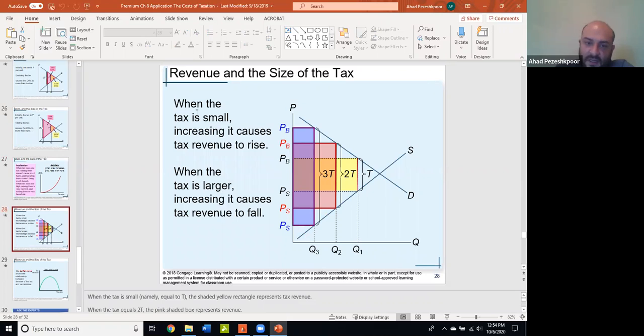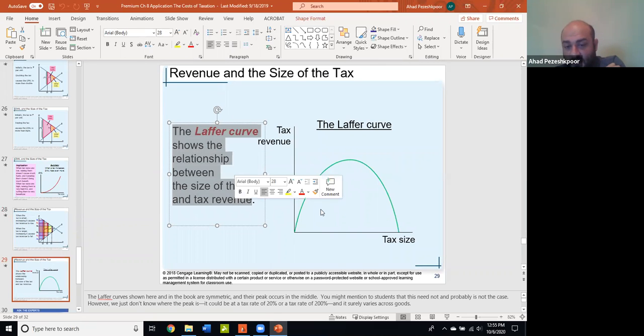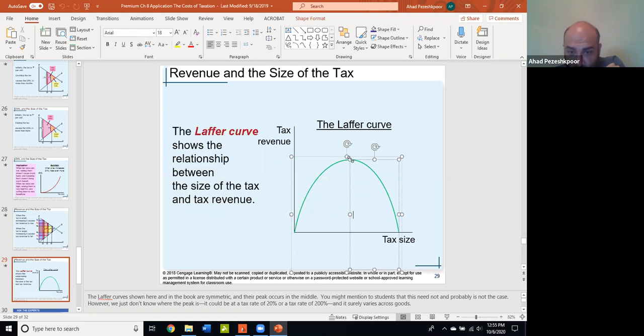Revenues and the size of the tax, as you can see, when the tax is small, increasing it causes tax revenues to rise. When the tax is larger, increasing it causes tax revenues to fall. The Laffer curve shows the relationship between the size of the tax and tax revenues. We want this point. This is the optimal point, the maximum point. As you can see, when you increase tax size, first your tax revenues increase. After it reaches its peak, this is the optimal point.